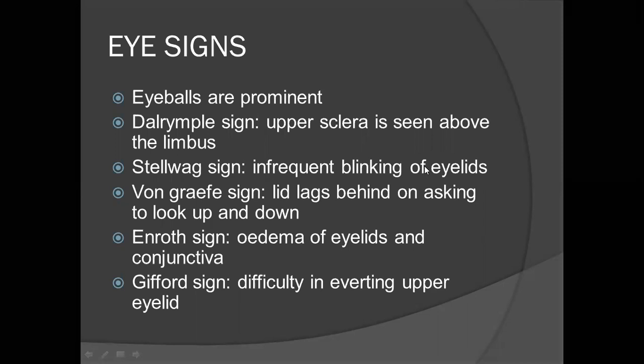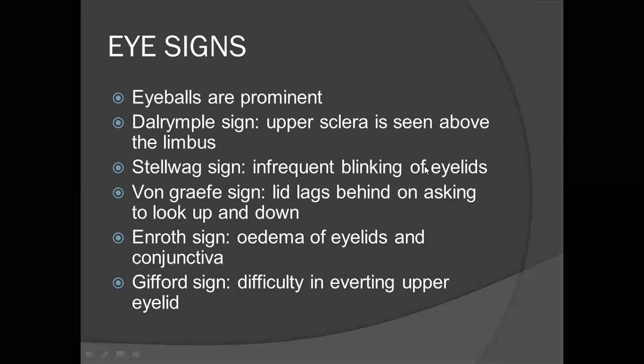Next, Dalrymple sign. What is Dalrymple sign? It is visualization of the upper sclera. Yes, exactly. Why do you see the upper sclera in hyperthyroidism, in thyrotoxicosis? Lid retraction. Why does the lid retract? Müller's muscle spasm. Yes, exactly.